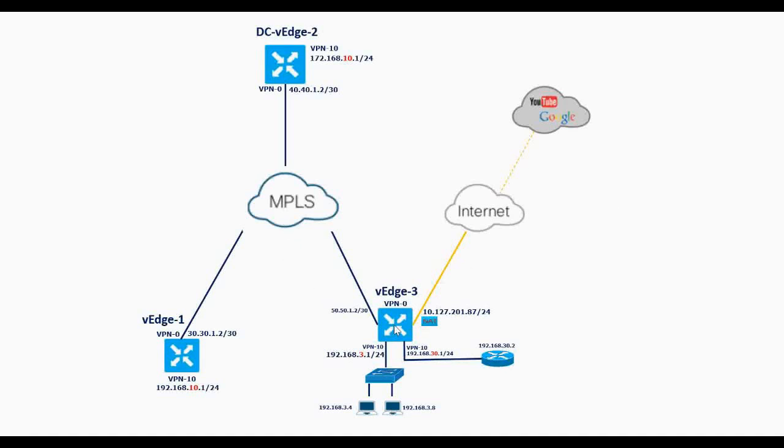First we will configure a separate device template for VH3. In VH3 under VPN 0 we have two WAN links, one MPLS link and one public internet link. On this public internet link we will enable the NAT, and under VPN 10 we have two interfaces, one with subnet 3.1 and another with subnet 30.1. So once the device template is completed, we will configure a centralized data policy to achieve the DIA requirement, and in the policy we will specify that the users under the subnet 192.168.3.1 alone will get internet access.